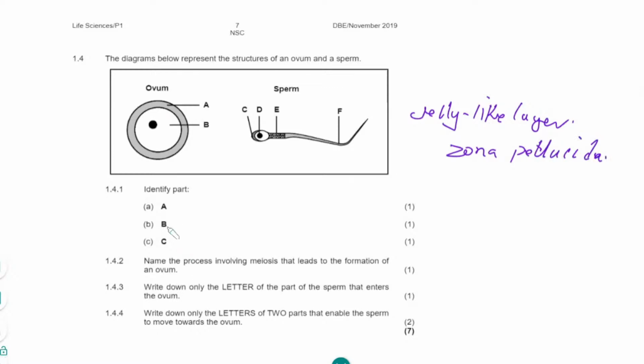They are saying B, cytoplasm. I think you know how to write cytoplasm. The fluid of the cell, cytoplasm. And then C is acrosome.